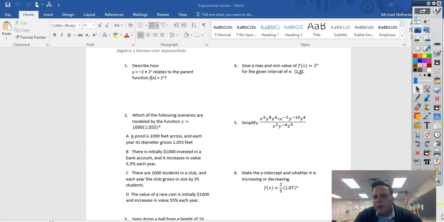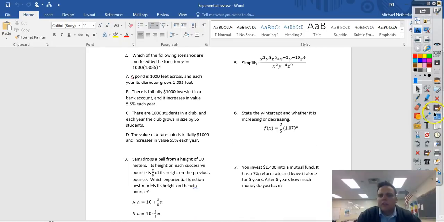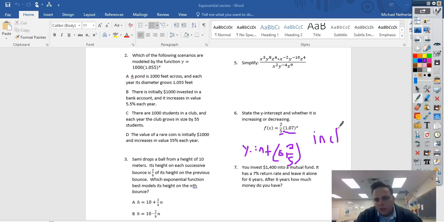Problem number 6. State the y-intercept and whether it's increasing or decreasing. The y-intercept is just this number right here. So the y-intercept is just the point 0, 2/5. And then if it's increasing or decreasing, you should look at this number right here that's being raised to your variable power. Is this bigger than 1? Yes. So therefore it is increasing.